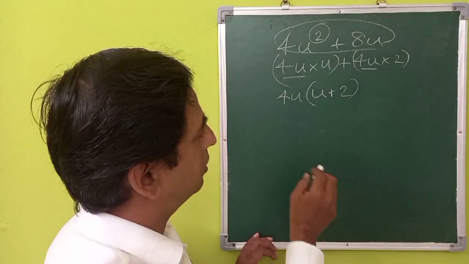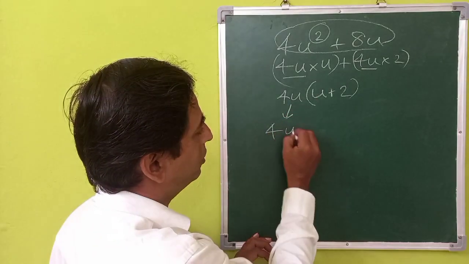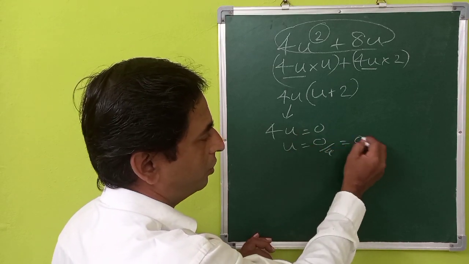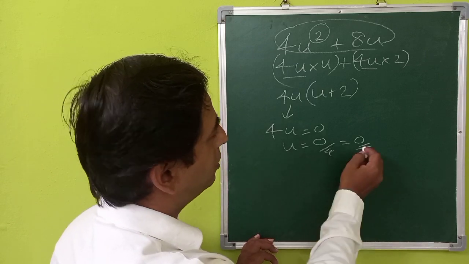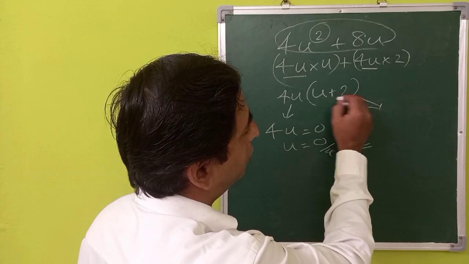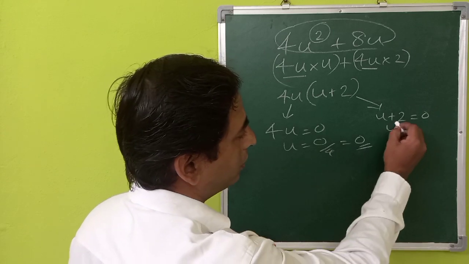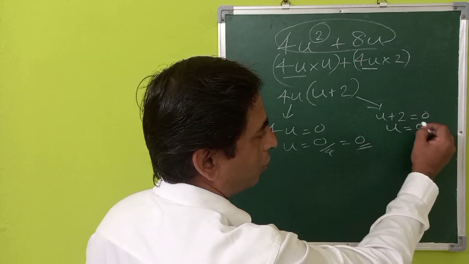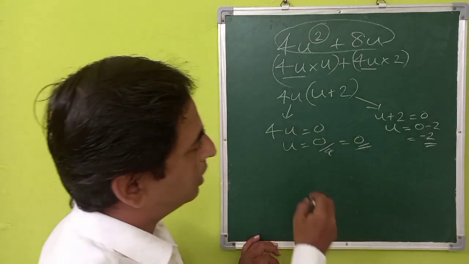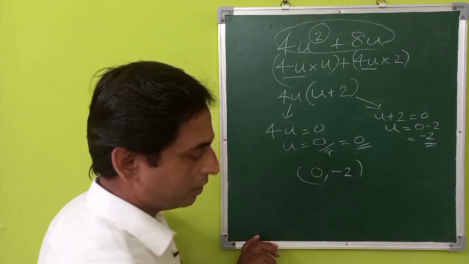Now to find the zeros of this polynomial, you can equate each term to 0. So 4u is equal to 0, then u is equal to 0 by 4 which is equal to 0. That means one of the zeros of this polynomial is 0. The other zero can be found by equating this term to 0. Again, you will get u is equal to 0 minus 2 which is equal to minus 2. So we have got both the zeros of this polynomial which are 0 and minus 2. So these are the zeros.